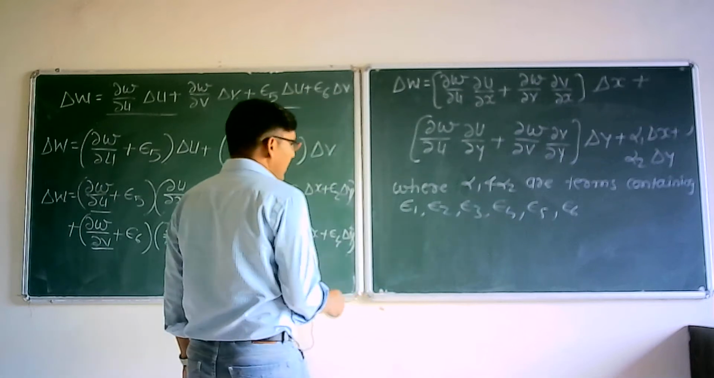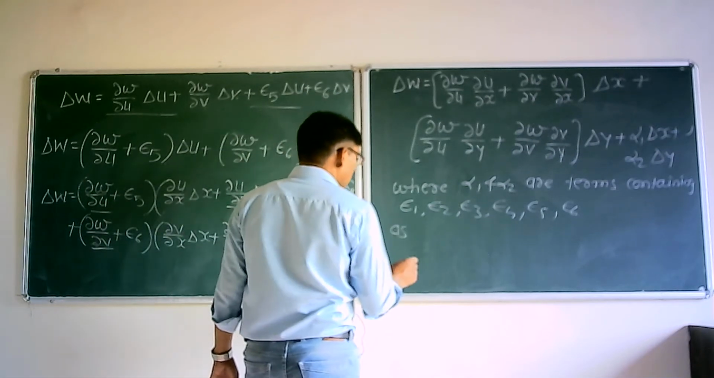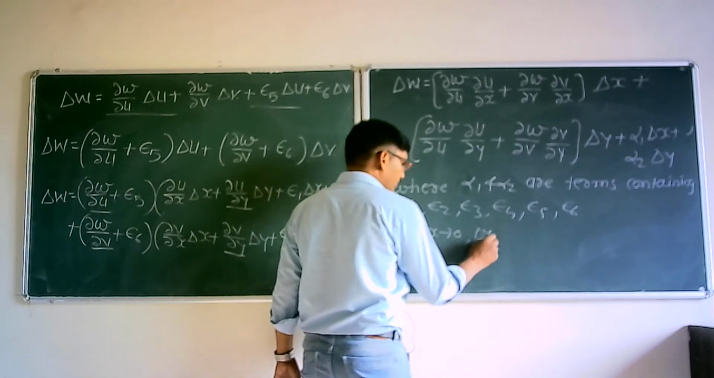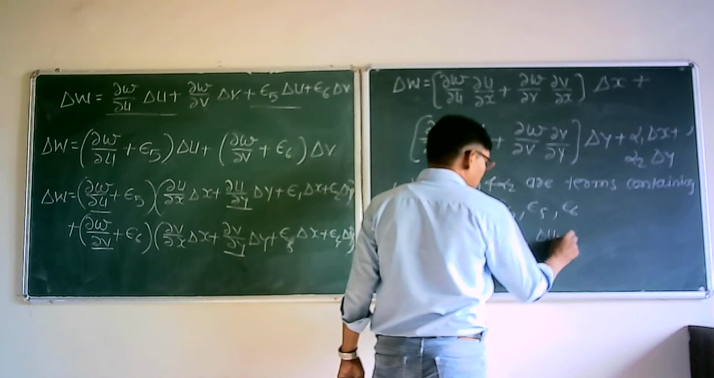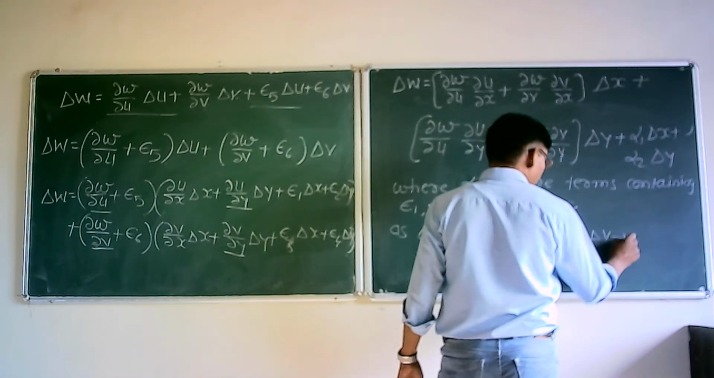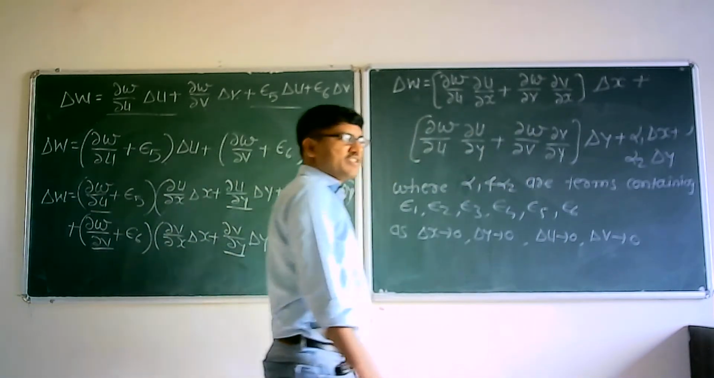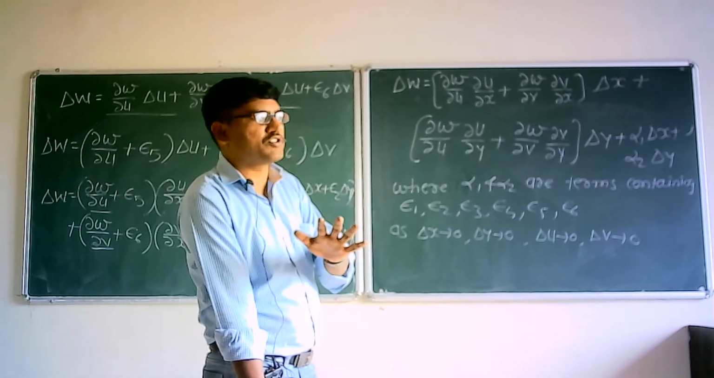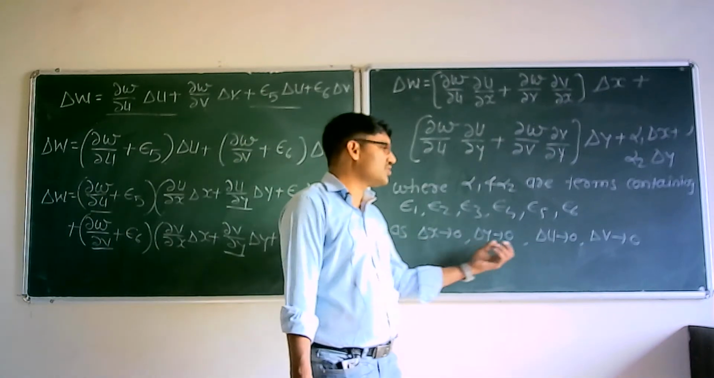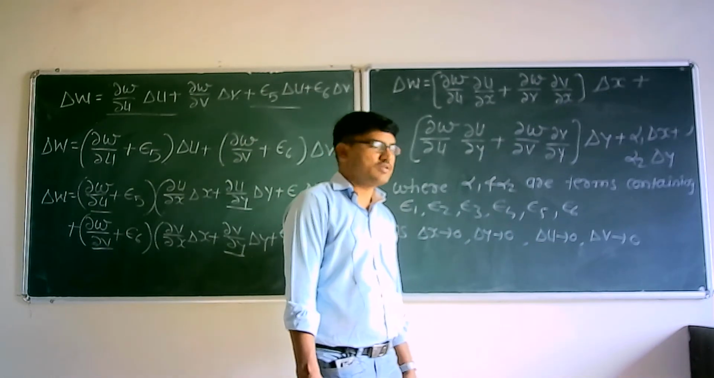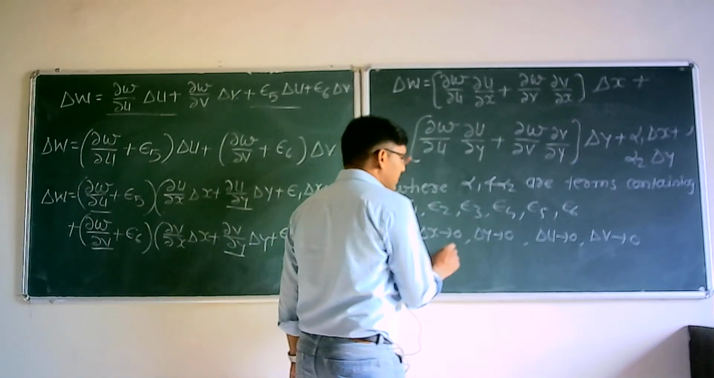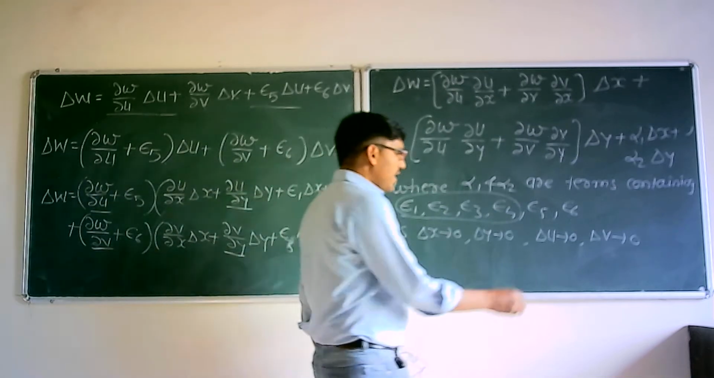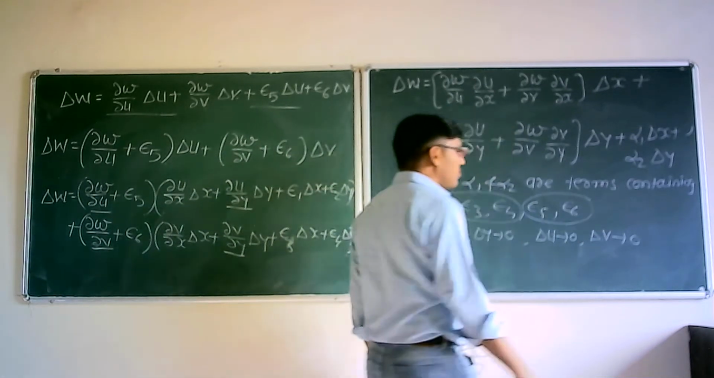And we know that as delta x tends to 0 and delta y tends to 0, then delta u tends to 0 and delta v tends to 0, since w is a differentiable function of u and v, and u and v are differentiable functions of x and y. So as delta x, delta y tend to 0, delta u, delta v also tend to 0. And as delta x, delta y tend to 0, epsilon 1, epsilon 2, epsilon 3, epsilon 4 tend to 0, and as delta u, delta v tend to 0, epsilon 5 and epsilon 6 tend to 0.